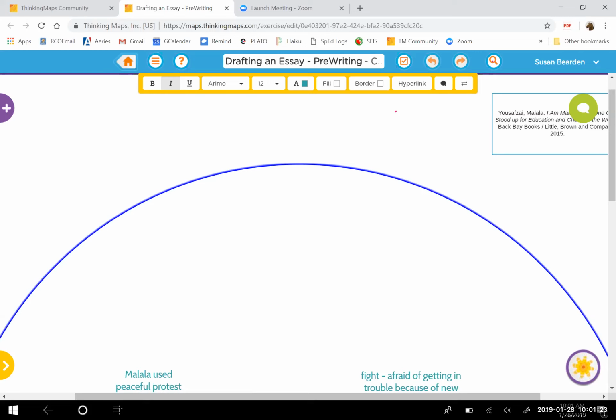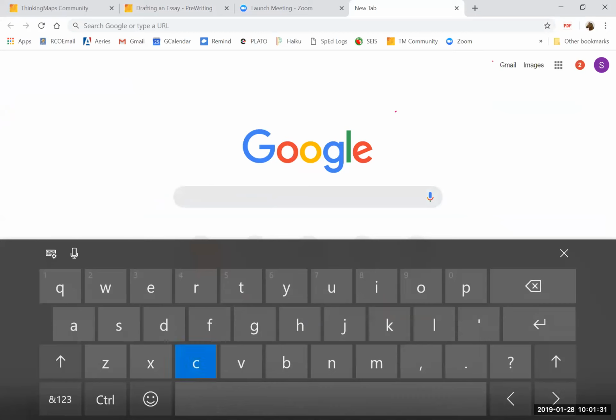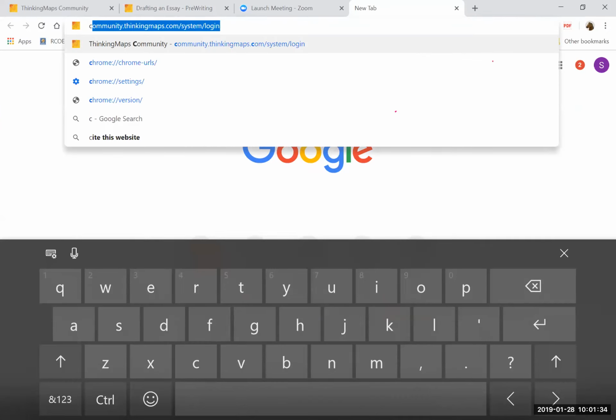I've done it a bunch, and I still get confused about how to do it. So what I did is to use a website called Cite This. Let me see if I can get back there. Cite.